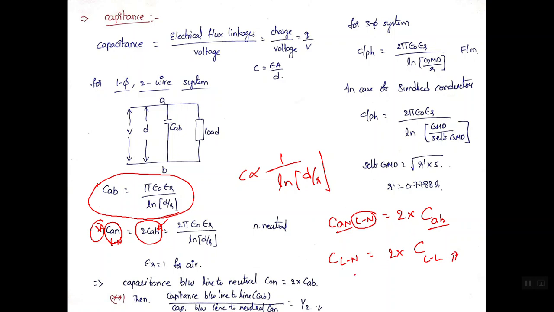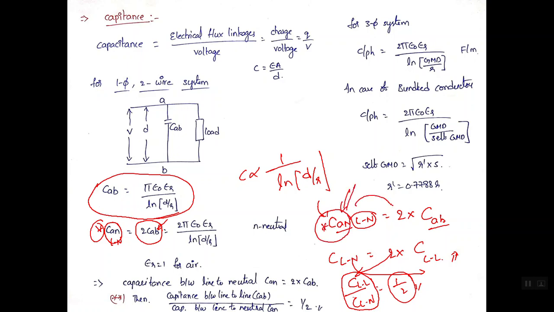From this we can say that the ratio of capacitance between line to line and line to neutral is, if 2 goes to that side, 1 by 2. So the ratio of capacitance of line to line to line to neutral is 1 by 2. You have to remember only one thing: the capacitance between line to neutral is higher, that is 2 times the capacitance between line to line.